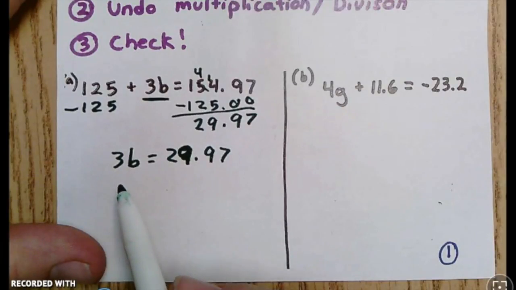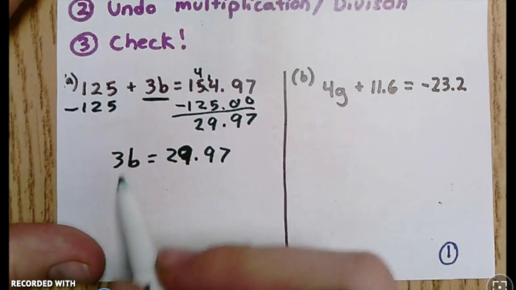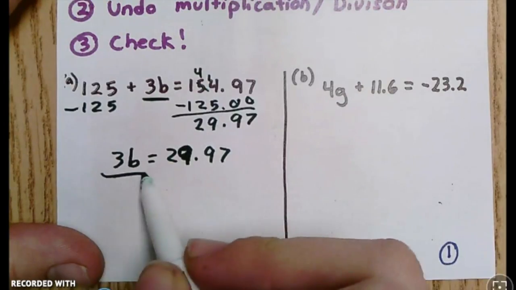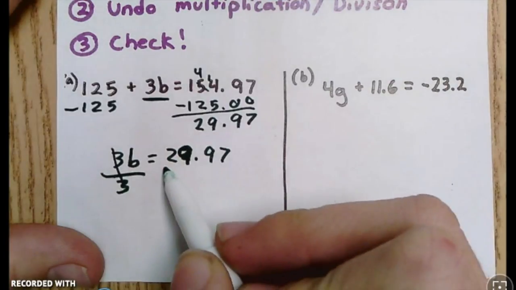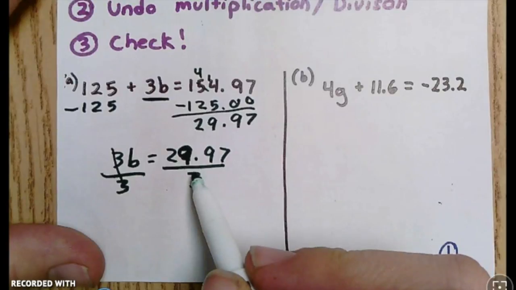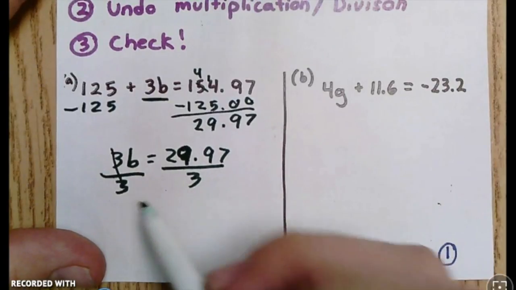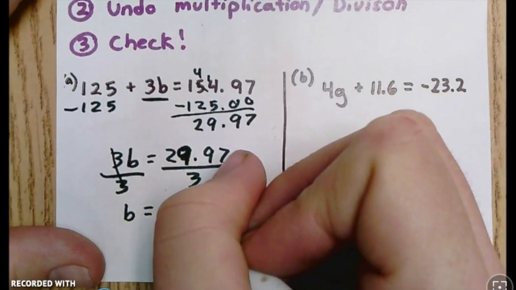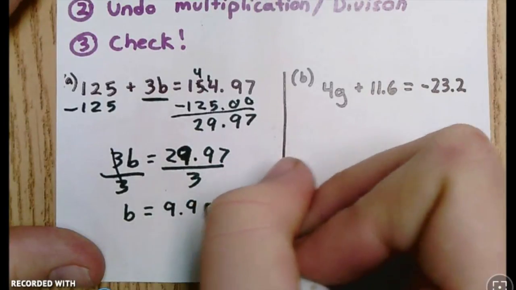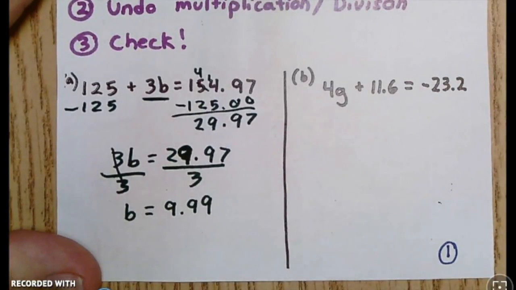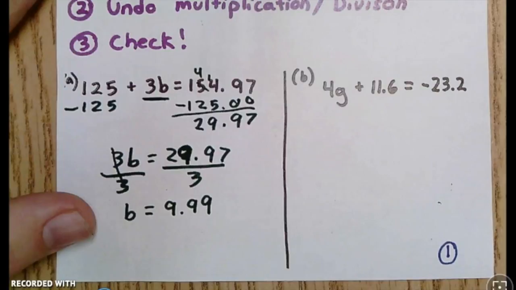So my next step, now I already undid the addition and subtraction. Now I need to undo the multiplication or division. Right now, what is happening to B? It's being multiplied by 3. So to undo that, I'm going to divide by 3 and divide by 3. Basically, I'm splitting this into 3 equal groups, just like we did with our tiles. So B equals, and I used my calculator, but it is 9.99. So B equals 9.99, but I'm not completely done because really to be a good mathematician, we should check our work.